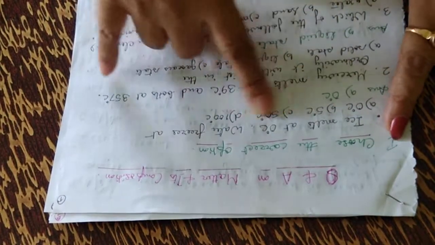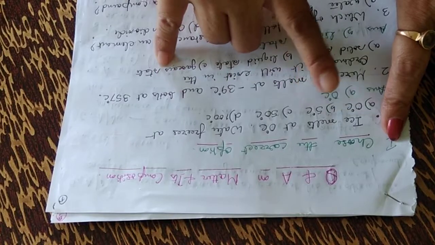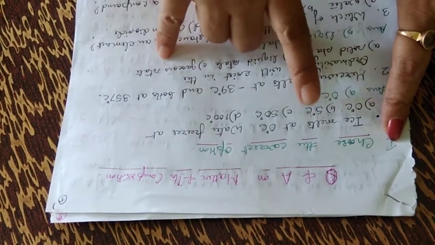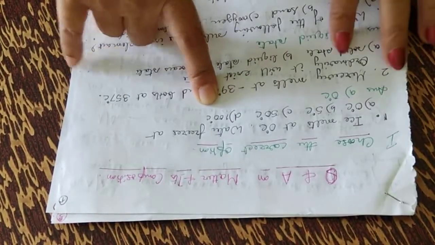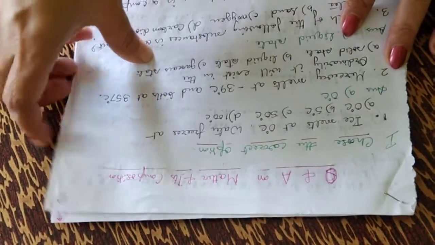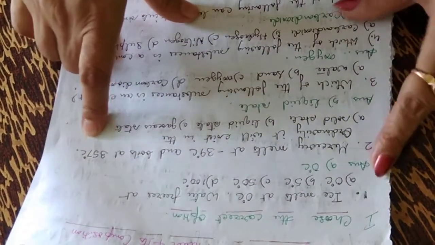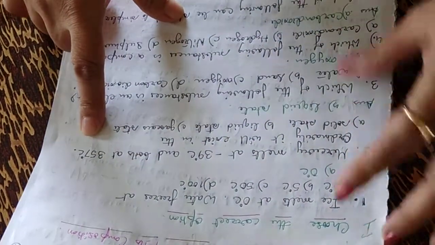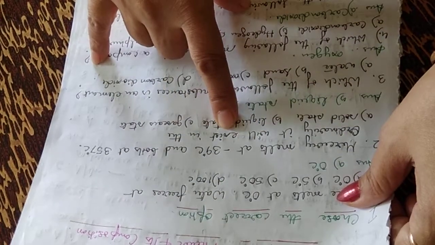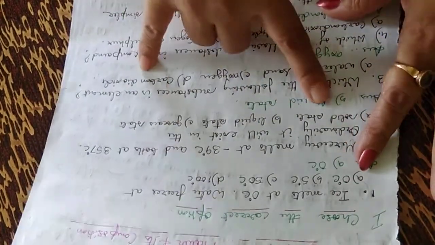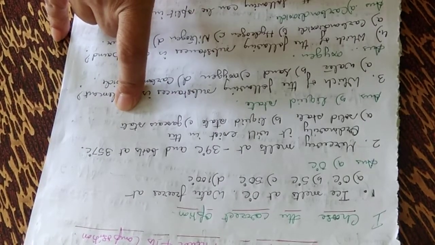Here, ice melts at 0 degrees centigrade and water freezes at 0 degrees centigrade, 5 degrees centigrade, 50 degrees or 100 degrees centigrade. The answer is 0 degrees centigrade. Next, mercury melts at minus 39 and boils at 357 degrees centigrade. Ordinarily, it will exist in the solid state, liquid state or gaseous state. It will exist in liquid state.